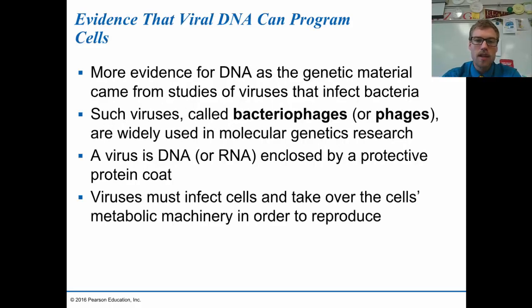So the evidence that actually proved that DNA was the genetic material came from studies of viruses that are infecting bacteria. And those types of viruses are called bacteriophages, and they're used in a lot of molecular research. And so a virus is either DNA or RNA enclosed by a protective protein coat, and viruses must infect cells and take over their metabolic machinery in order to reproduce. And the way that they do that is by injecting DNA. Well, at the time they didn't know that, and so they conducted an experiment in order to figure it out.